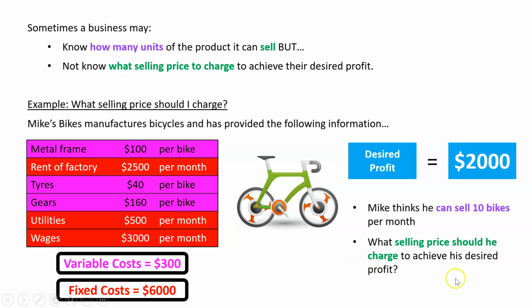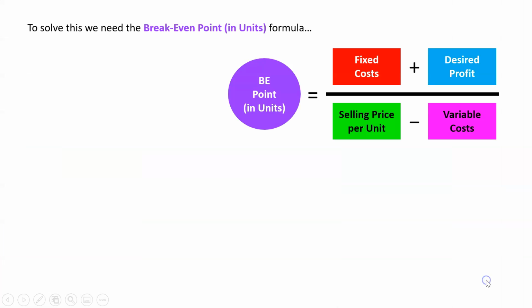And that sounds very complicated, but to do that, we're just going to take our break-even point in units formula, which was fixed costs plus desired profit divided by the selling price less the variable costs. And we're just going to put in every bit of information that we have and all the things that we don't. So let's start with the fixed costs. We know the fixed cost was 6,000. Mike wants to achieve a profit of 2,000.